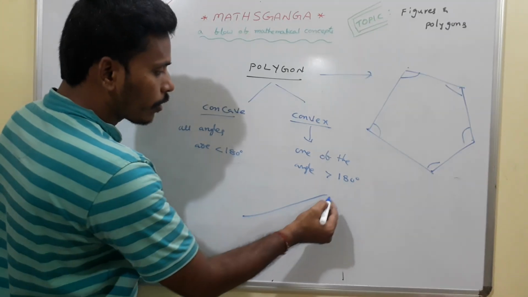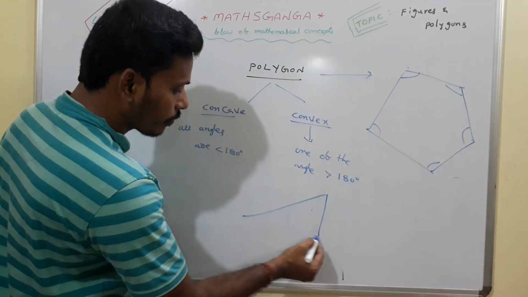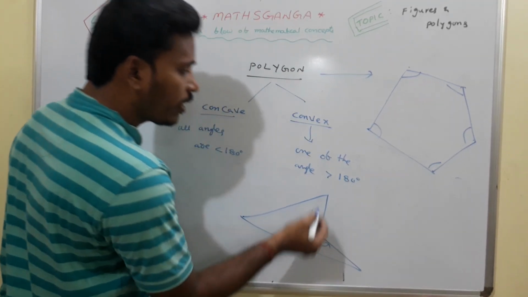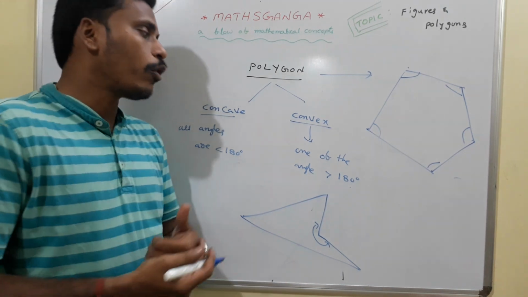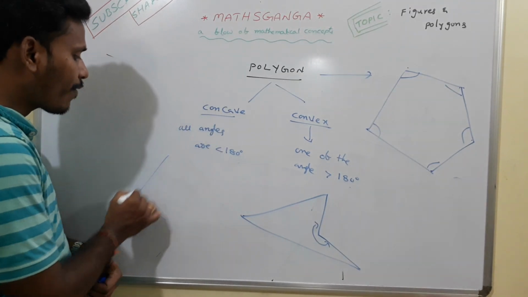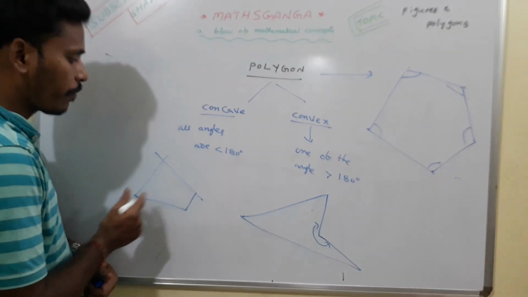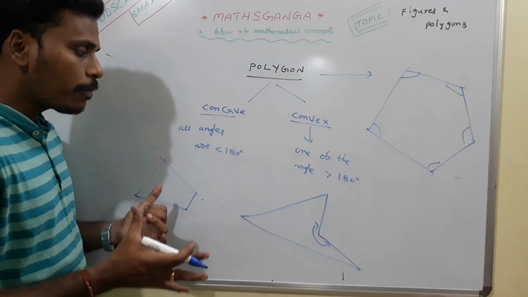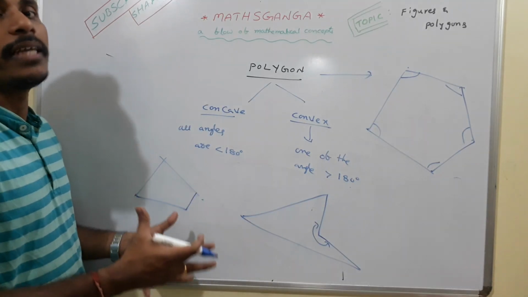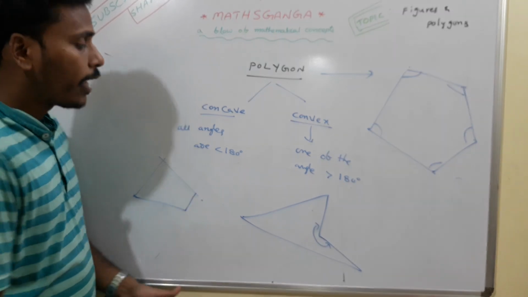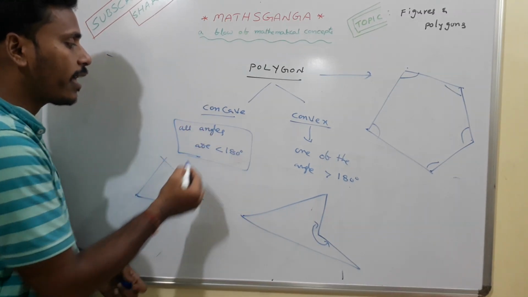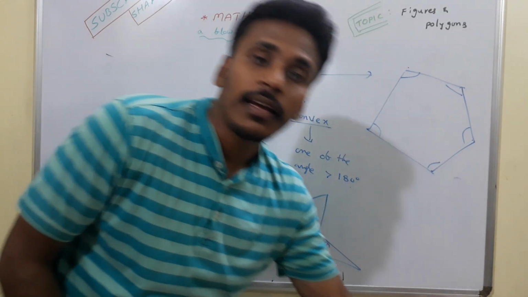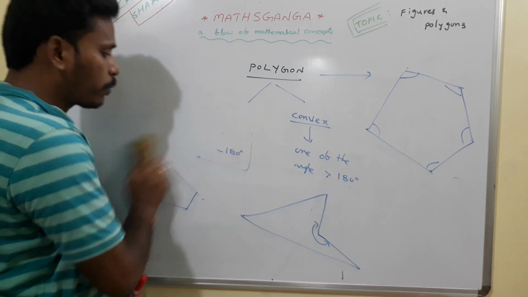For example, if you have a polygon like this, okay, and if you calculate, this angle is more than 180 degrees. So these types of polygons are said to be convex. Whereas if I have a polygon like this, okay, here every angle is less than 180. So these types of polygons are said to be concave. Basically, a polygon is a plane figure bounded by n lines, so surely it has n angles. If all the angles measure less than 180, we call them concave. If any one angle measures more than 180, we call them convex. These are two different types of polygons.